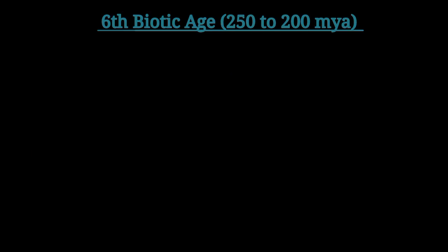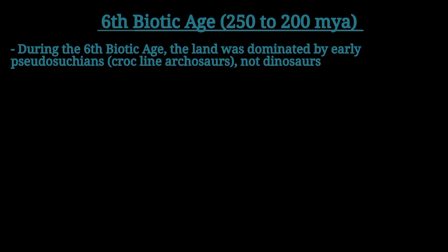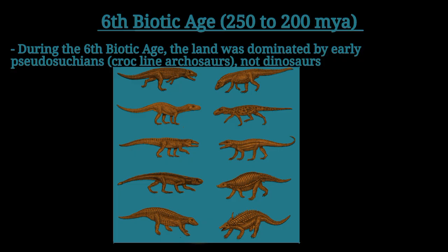Though dinosaurs evolved during the 6th biotic age, they did not spend it as masters of the land. That title was reserved for early Pseudosuchians, croc-line archosaurs. They came to occupy many niches, encompassing apex predators, piscivores, pursuit hunters, armored herbivores, and scavengers. It wouldn't be until after the end Triassic mass extinction that dinosaurs would come to rule the world.